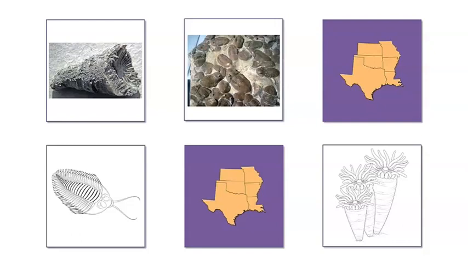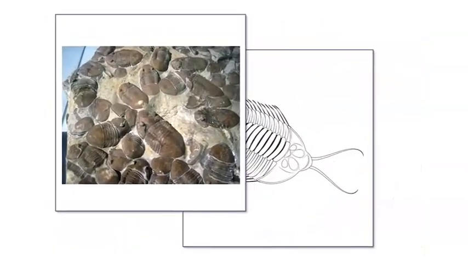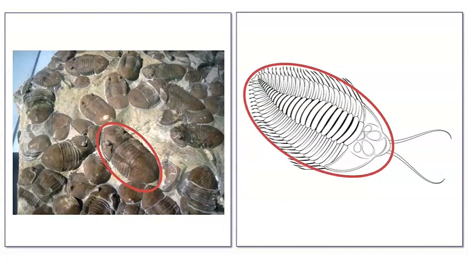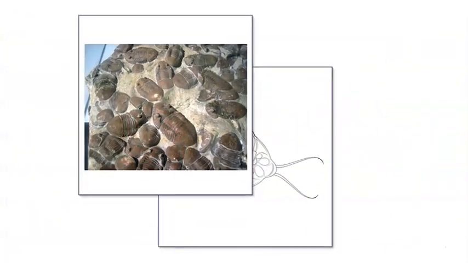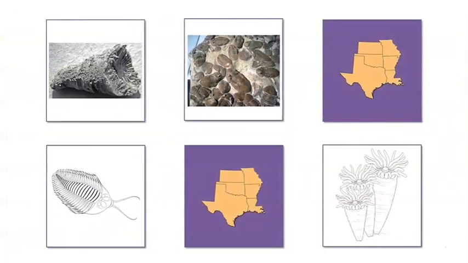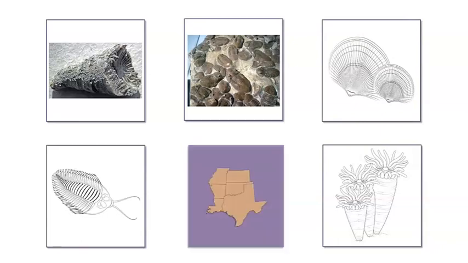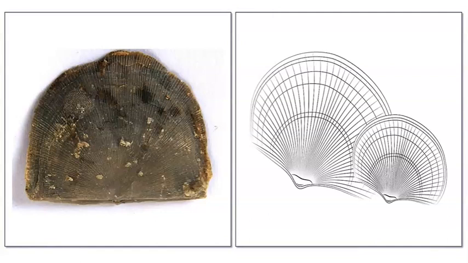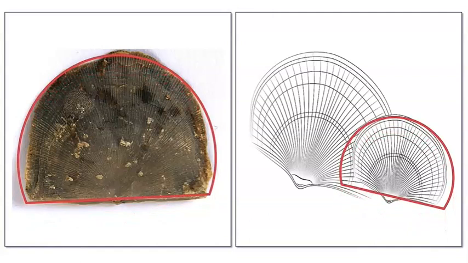Oh, fossils! Here they are. See how these fossils and this organism have the same shape? They also have a similar pattern of ridges. Another match. So that just leaves these two. See how they both have a semicircle shape? And they have similar ridges. Looks like a match to me.